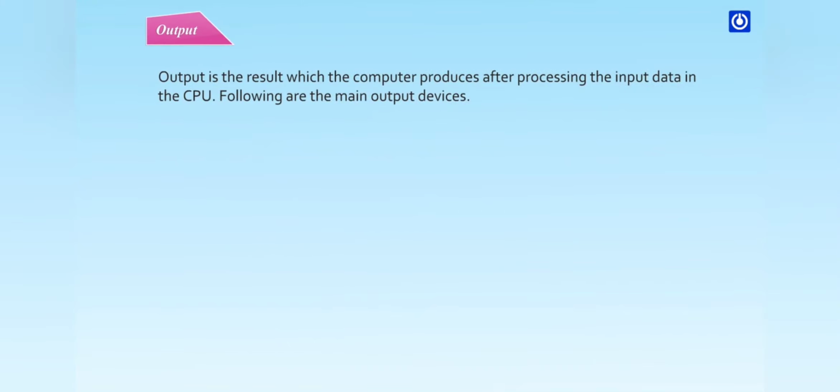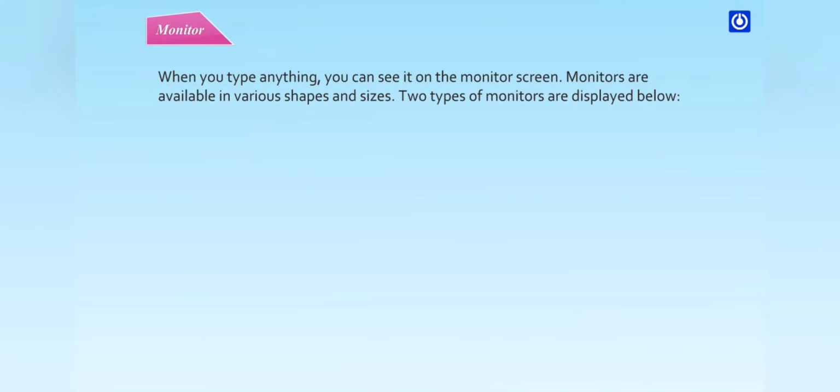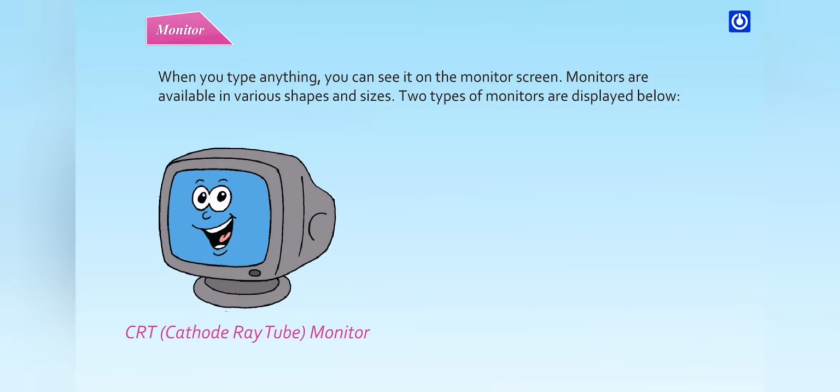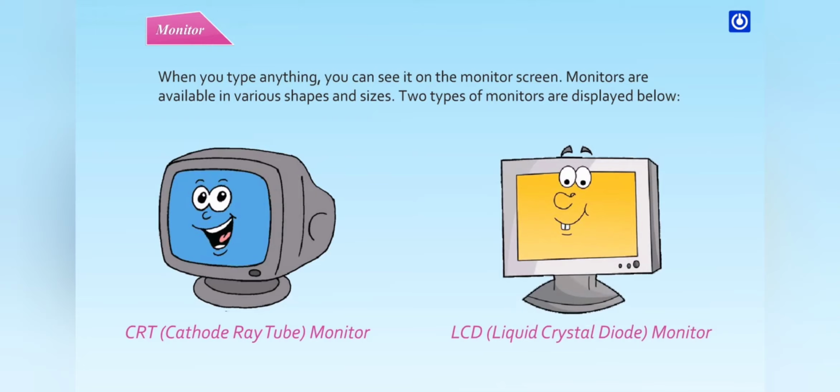Output. Output is the result which the computer produces after processing the input data in the CPU. Following are the main output devices: monitor, printer, speaker, headphone. Monitor. When you type anything, you can see it on the monitor screen. Monitors are available in various shapes and sizes. Two types of monitors are displayed below. CRT, cathode ray tube monitor. LCD, liquid crystal display monitor.